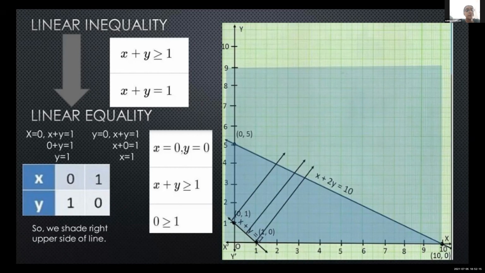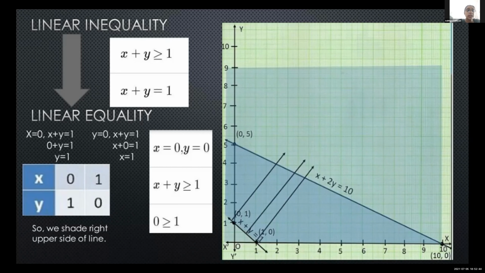And next we have to find the area which is to be shaded. So you have to give x and y as 0 in the linear inequality x plus y greater than or equal to 1. So you got 0 greater than or equal to 1. So it's not correct. So you shade the region above the line, as shown in the graph. You have to shade the region above the line.